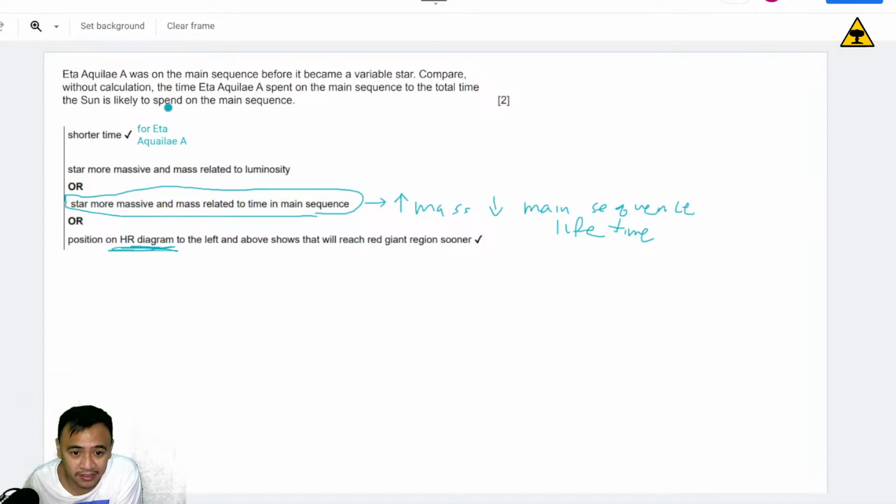So again, personally, I'd go for the second one. But you need to mention two points anyway. The two points are: shorter, that's one, and then the second point is this, that's two. I think that's the end on that particular question.